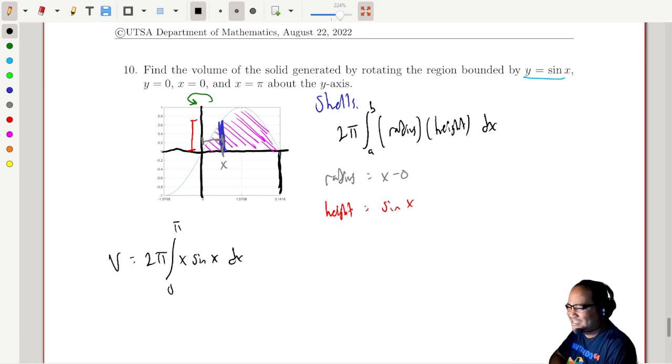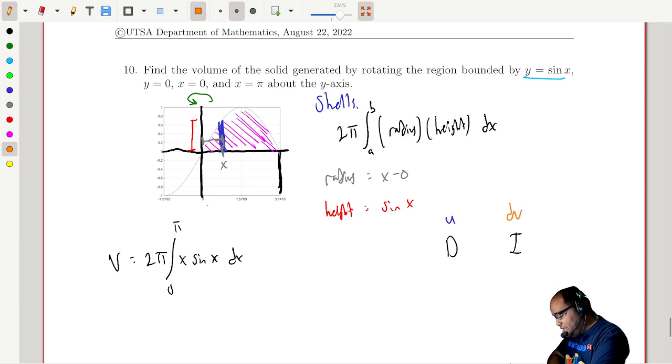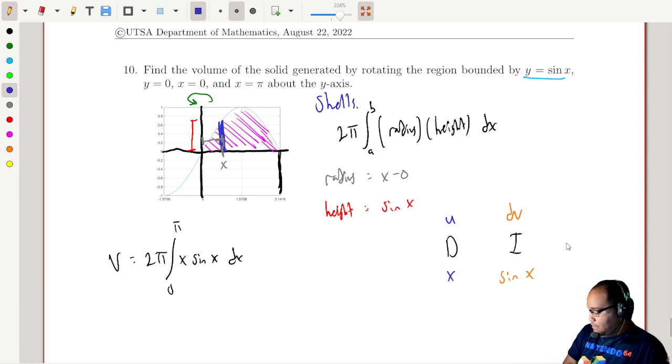And so we use parts. Let's just attack this with the DI method, shall we? I'll remind you again that D is going to be your u stuff, I is your dv. So in this case, we'll choose dv, from the LIATE principle, to be the sine function, and D is x, right?